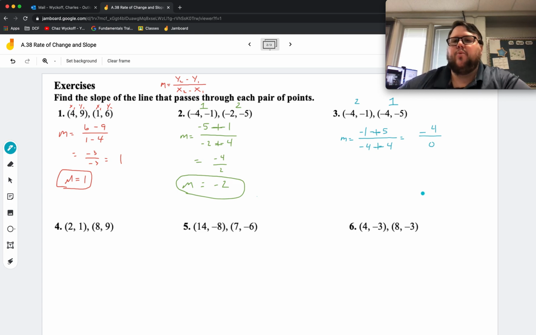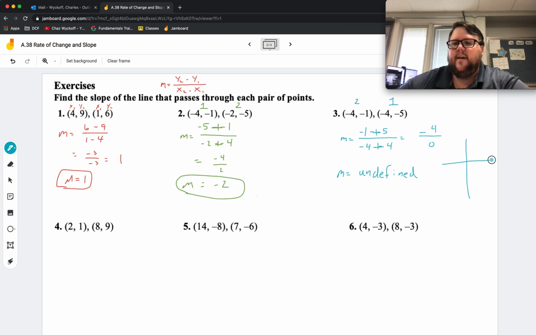But here we have a problem. And our problem is this. You cannot divide by 0. So what that means is our m is what we call undefined. So when you have 0 in the denominator, it means that it's undefined. And what that tells us is it is a vertical line.